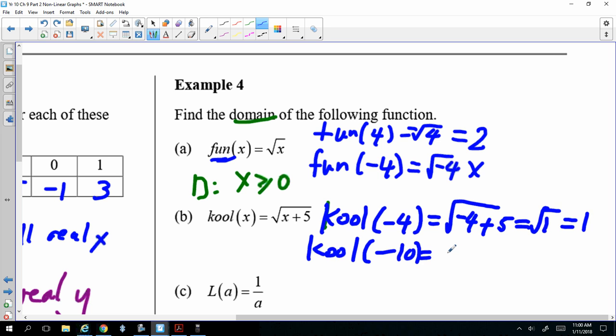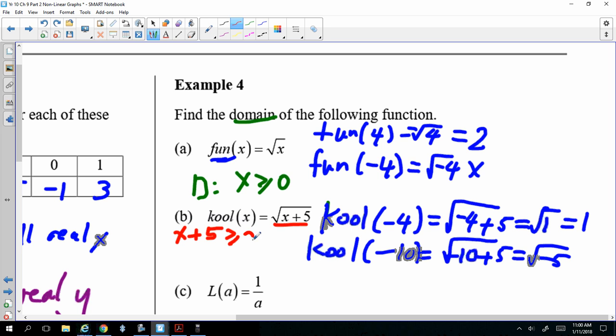So what would the domain be? Well, the domain is not -4, you can also substitute -5. What I do is, whatever is inside the square root, I write x plus 5 bigger than or equal to 0, and we solve for x. Subtract 5 from both sides, you get x bigger than or equal to -5. That's your domain. All right, got it? So when you see a square root, whatever is inside has to be positive. Okay, good.